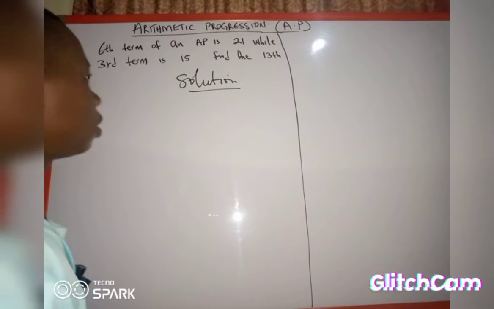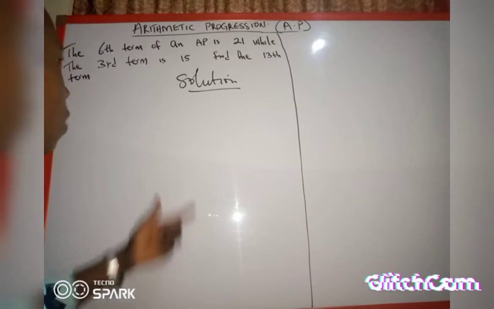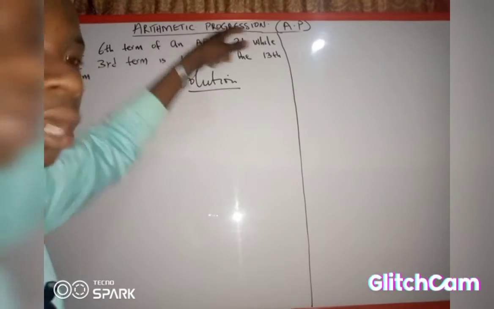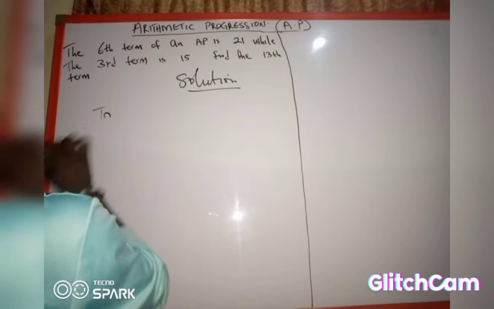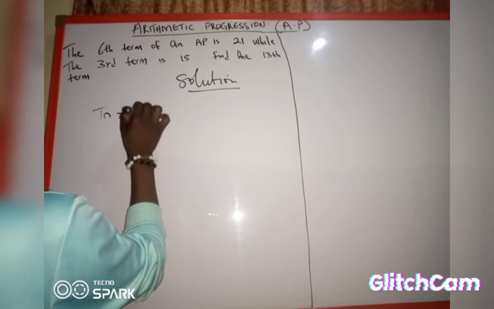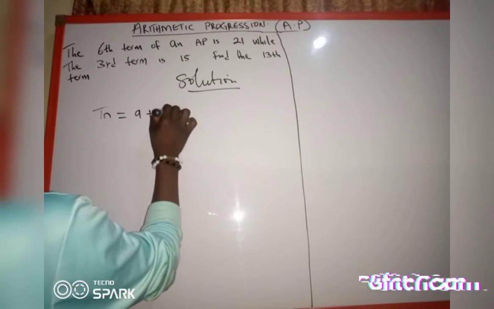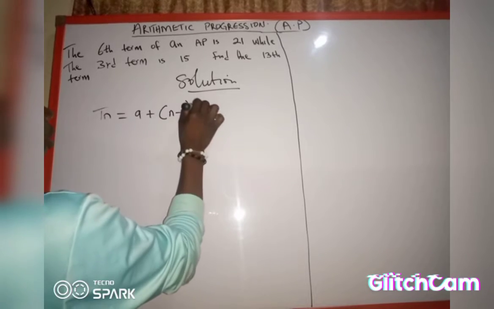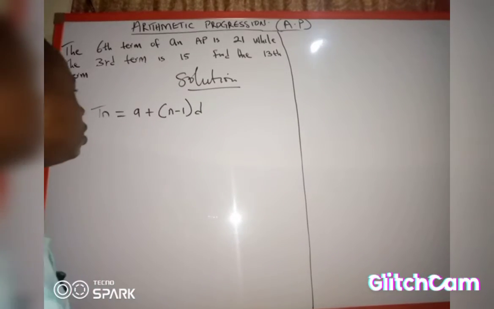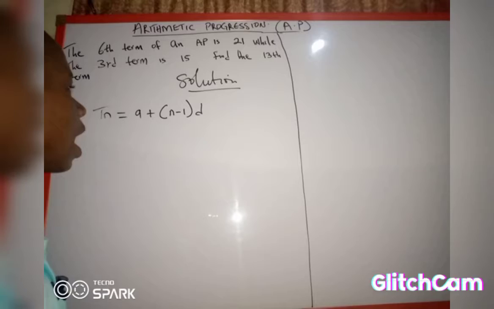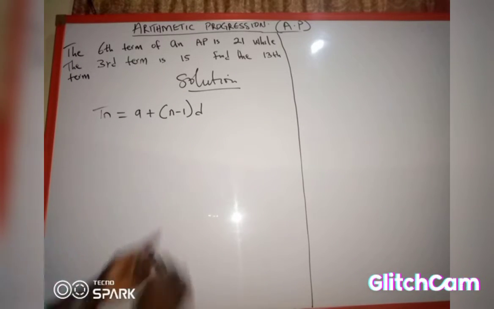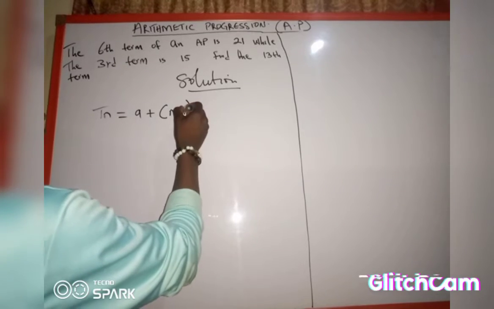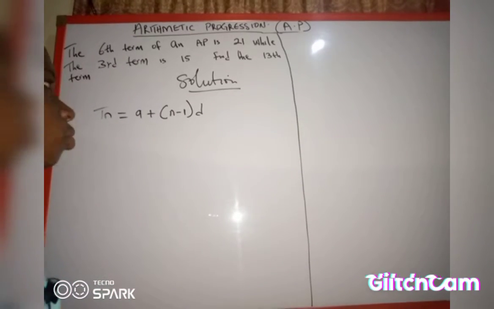So before you start, we have to write the general formula for arithmetic progression, which is Tn equal to A plus open bracket n minus 1 then multiplied by d, where A is the first term, n is the number of the term, minus 1 is a constant, and d is the common difference.